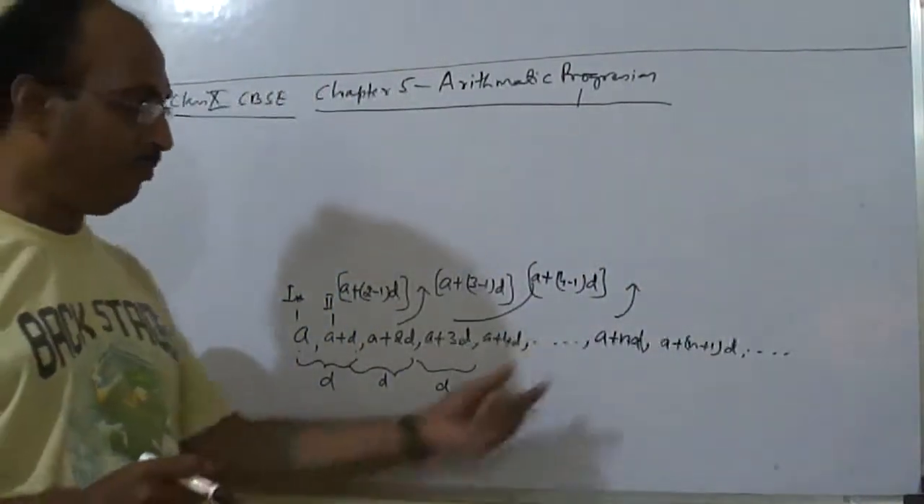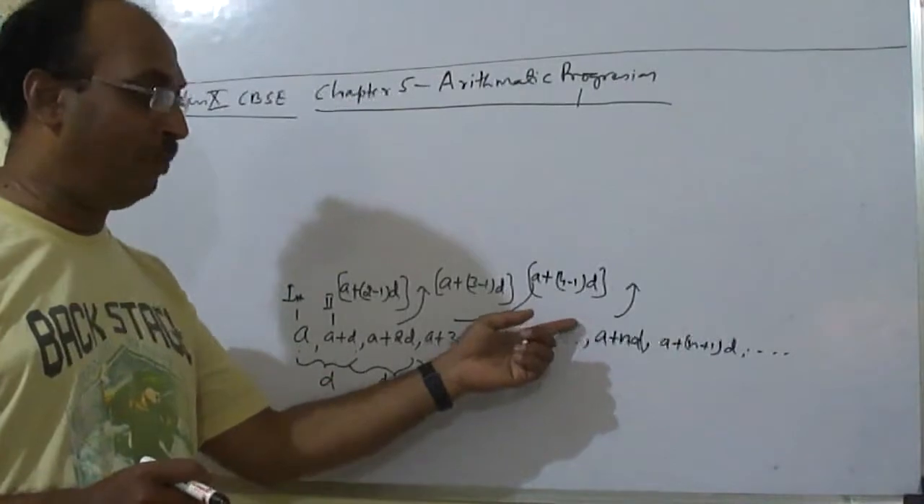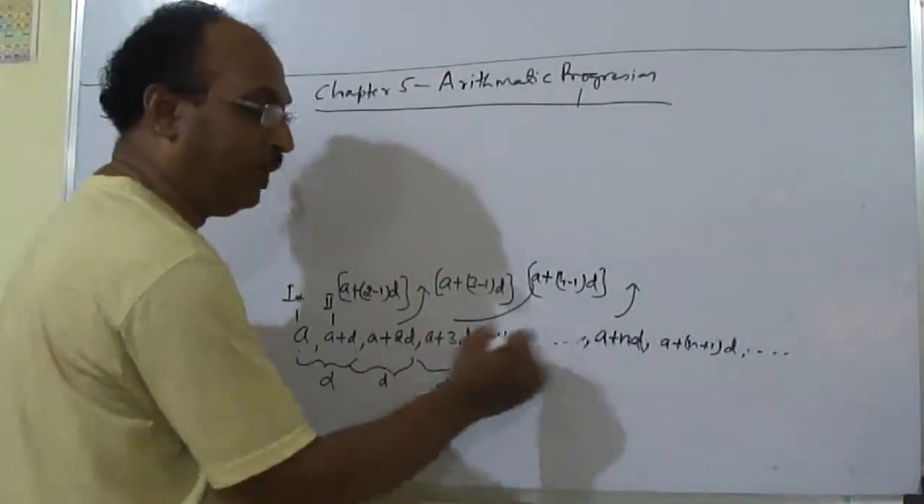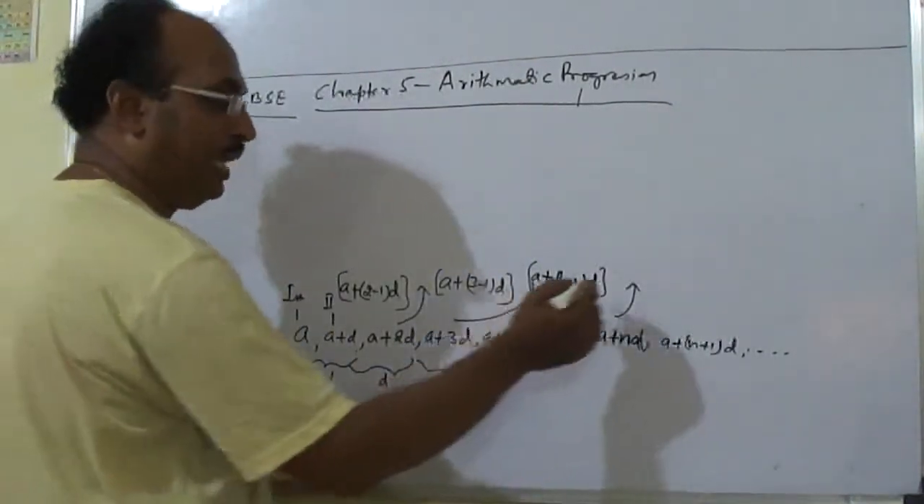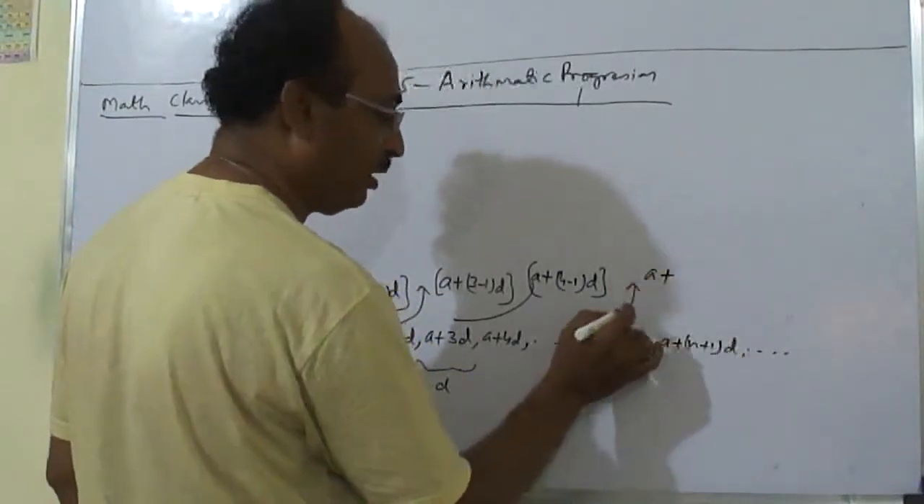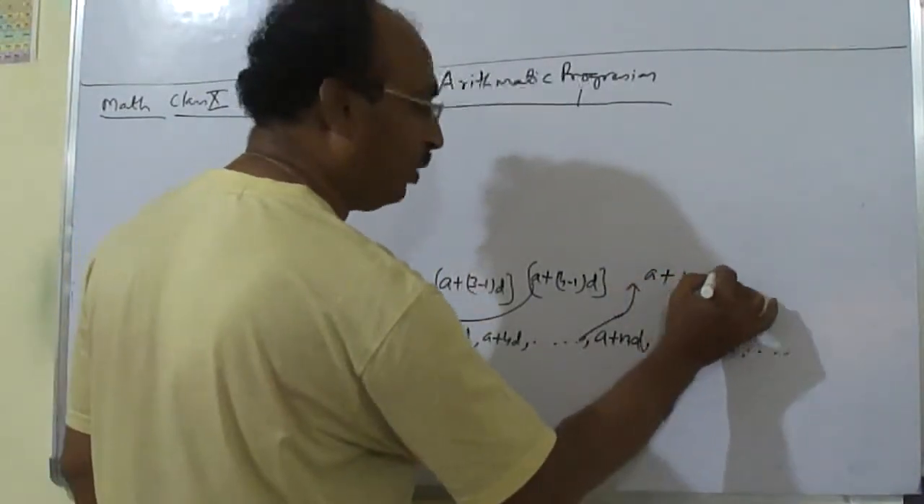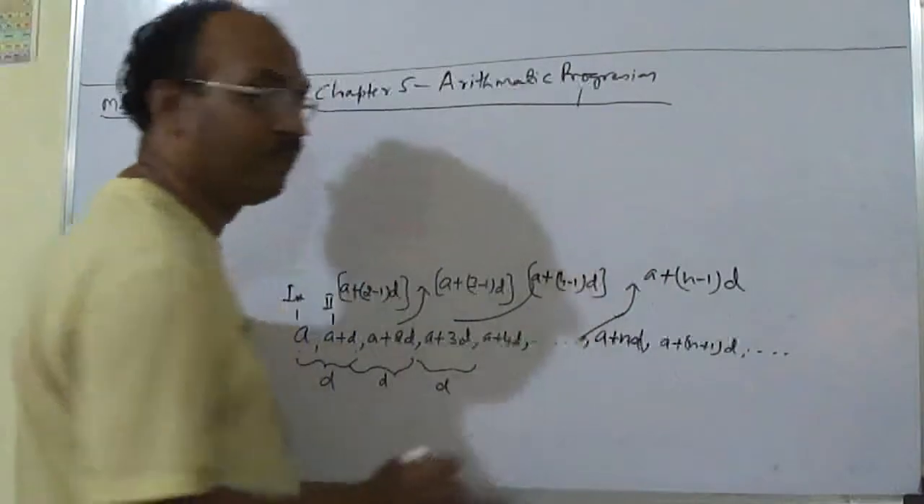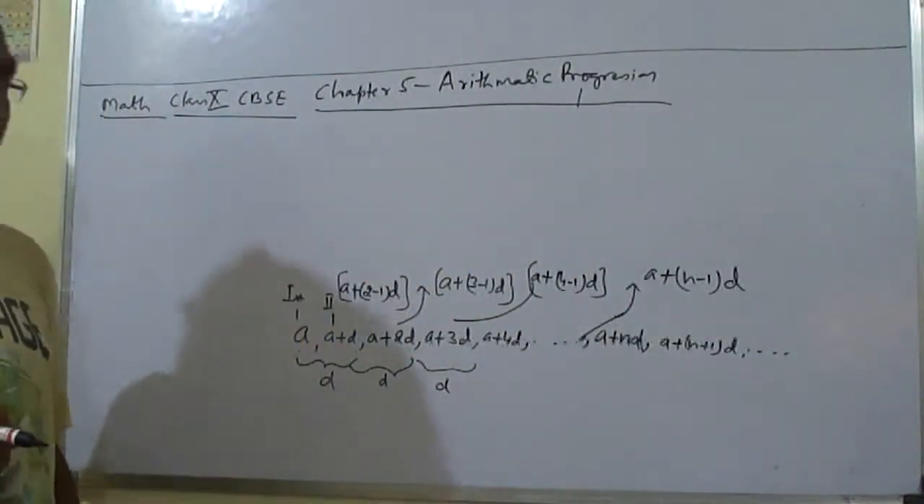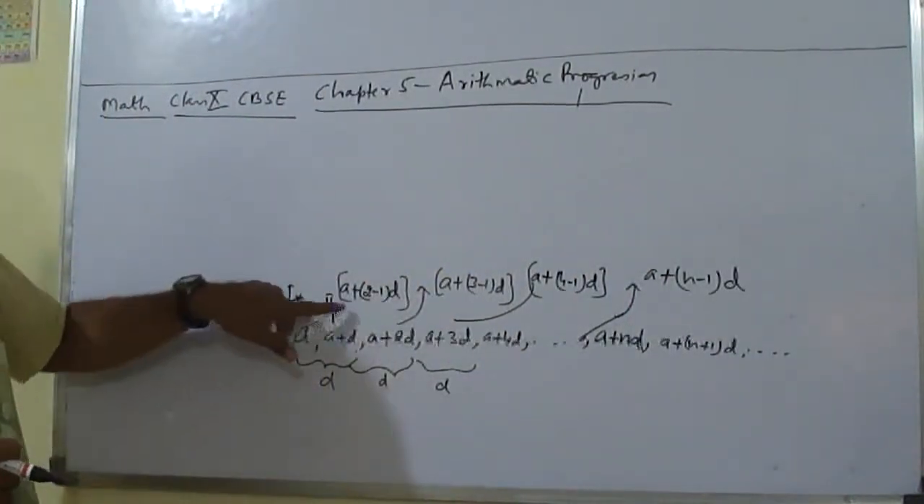Our nth term will become A plus n minus 1 D. Our nth term will be A plus n minus 1 D. Correct or not?